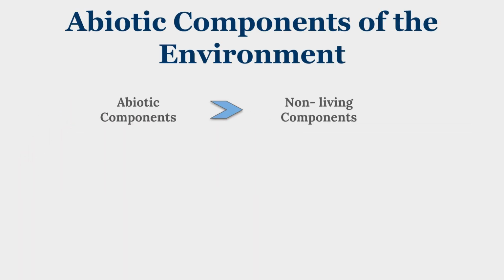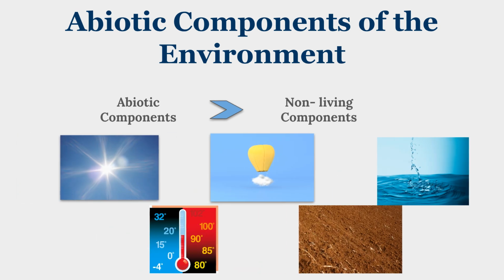Abiotic components are the non-living components. Sunlight, air, water, soil and temperature are some of the abiotic components of the environment. These components form an important part of the organism's habitat. Hope you understand everything about biotic and abiotic components of the environment.